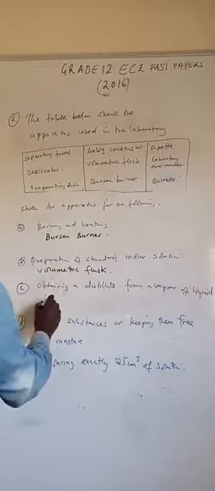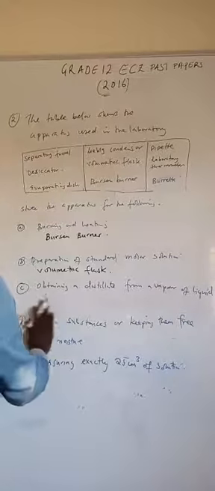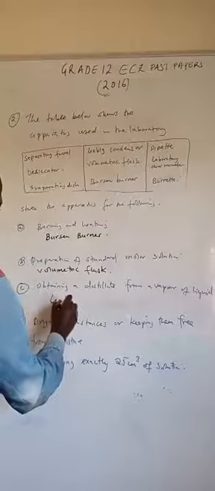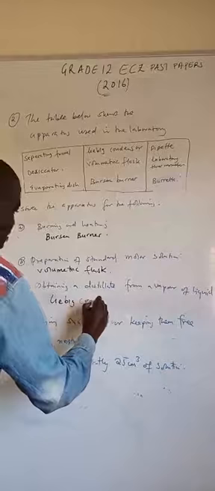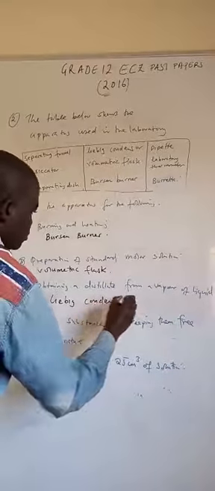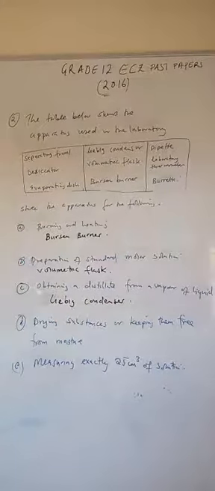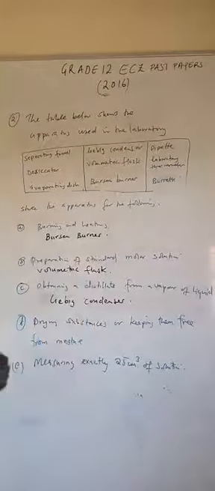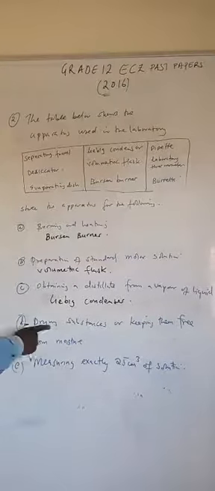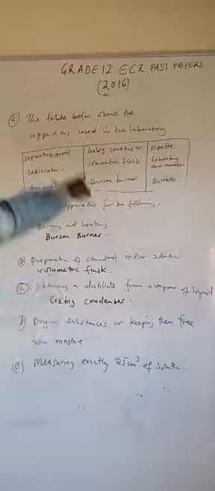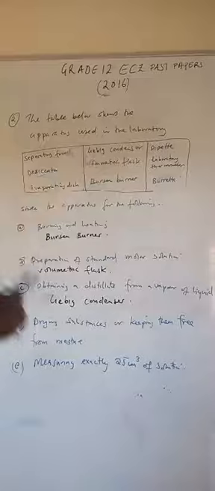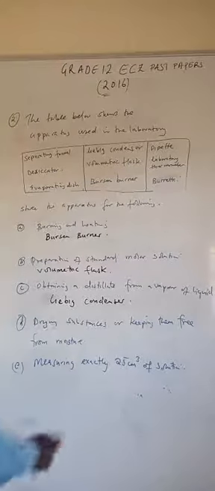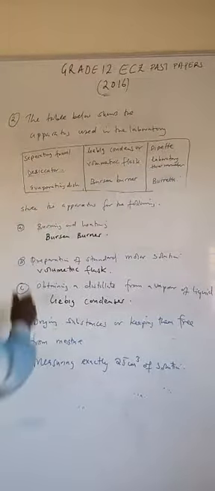So here we put the Rabi condenser. It is used for distillation. Condenser means to condense, to convert from gas to liquid. Okay. Now, D, drying substances or keeping them from moisture. Which of the apparatus listed here is used for drying substances? It is the discator.